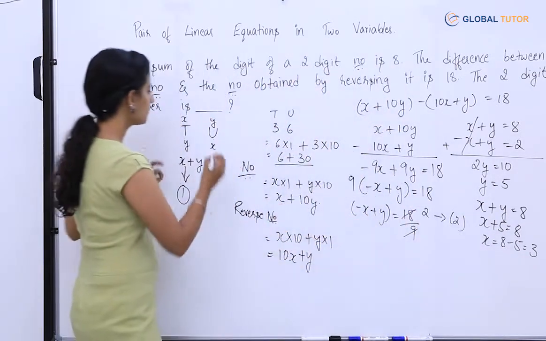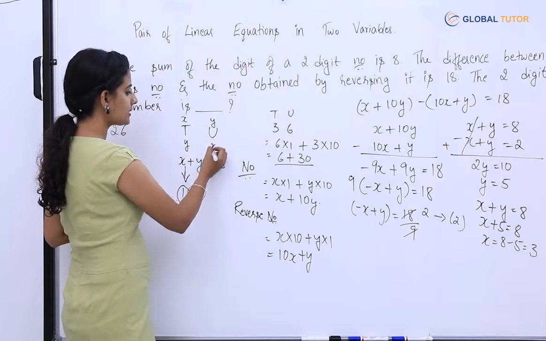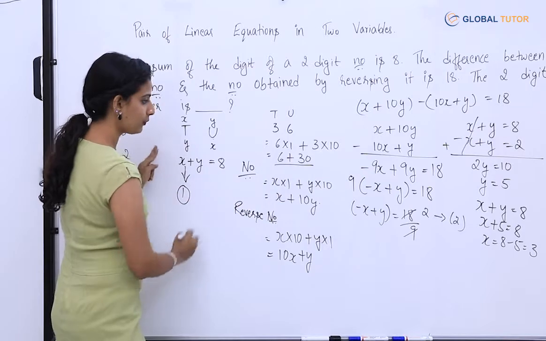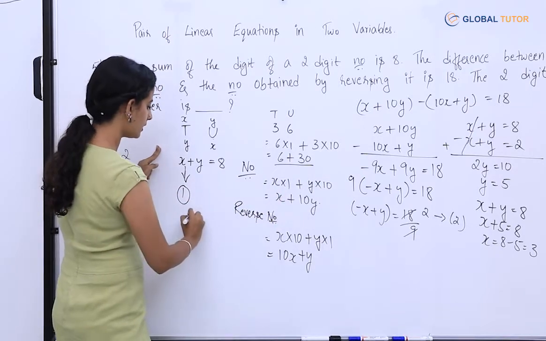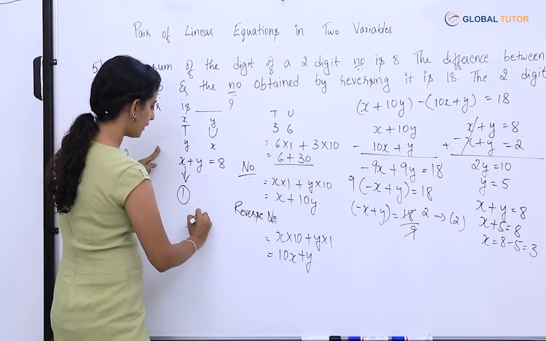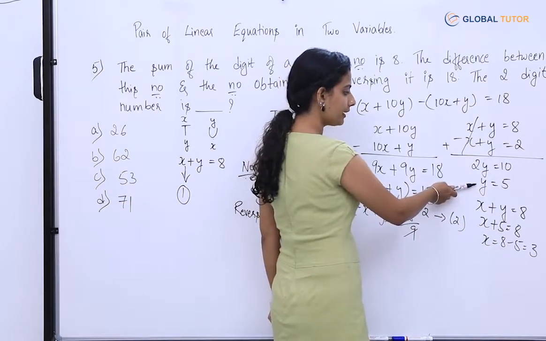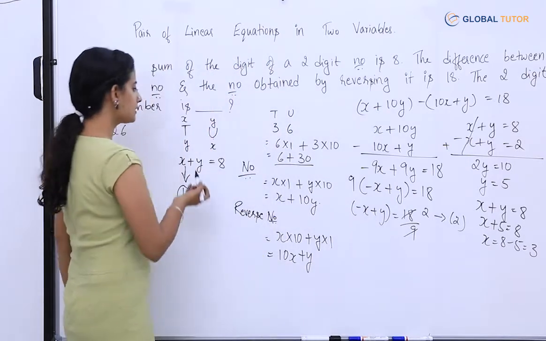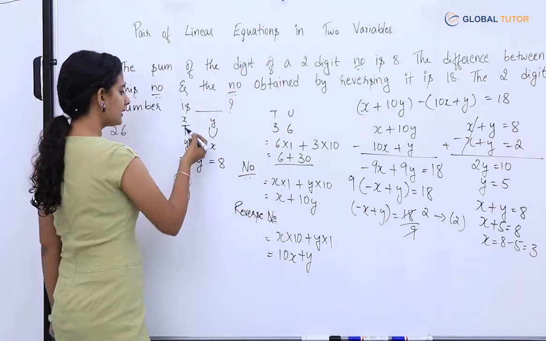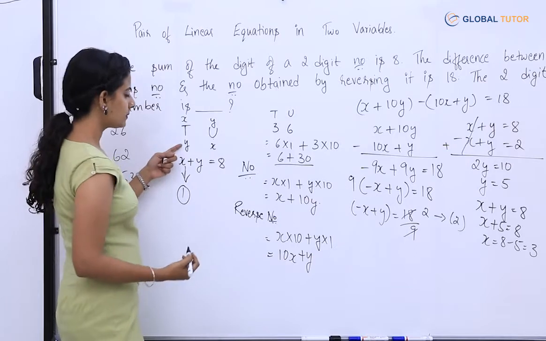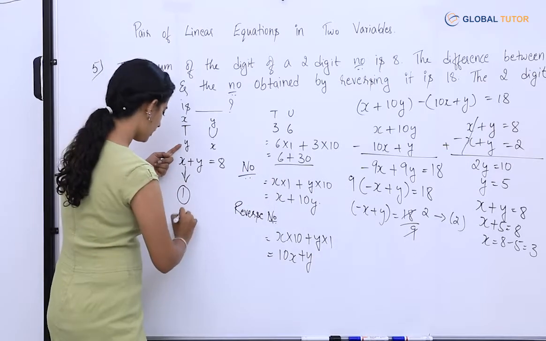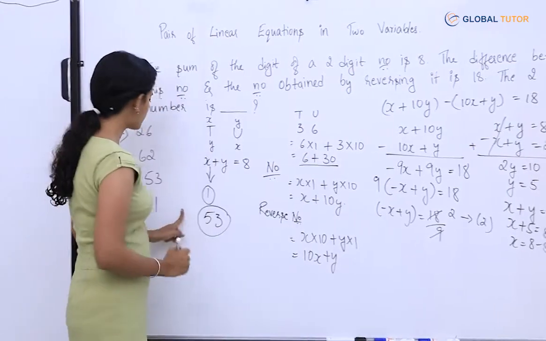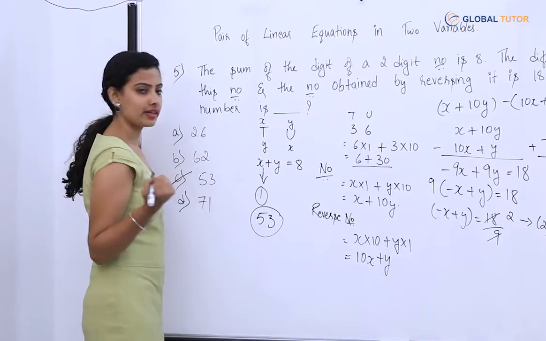In the beginning, we considered the units place as x and tens place as y. So x value is 3 and y value is 5. So tens place y is equal to 5 and units place x is equal to 3. So the answer is 53. Option C is the right answer.